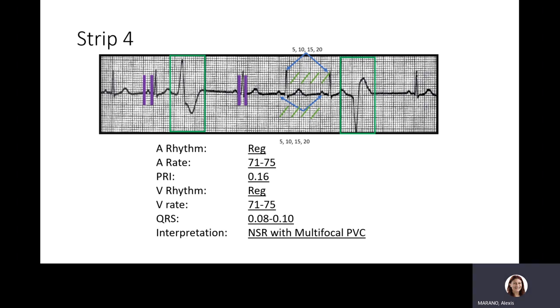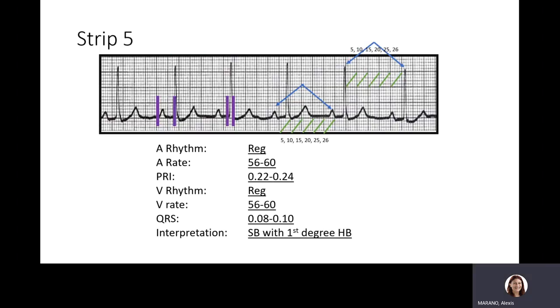Your rate, yet again, smaller boxes. With the rule of 1500, you will get a rate of 71 to 75. QRS complex will measure 0.08 to 0.10. Yet again, measure the QRS complexes of the regular QRS complexes that you see. Do not measure the abnormal ones. Your interpretation, yet again, we have to be mindful of those 2 abnormalities. So it will be normal sinus rhythm with multifocal PVC. So remember, multifocal means different direction. Strip number 5.